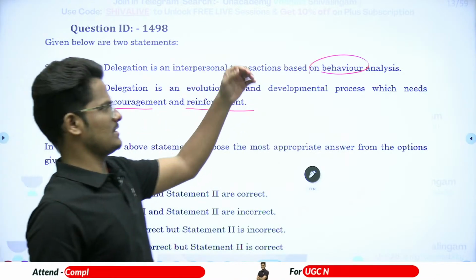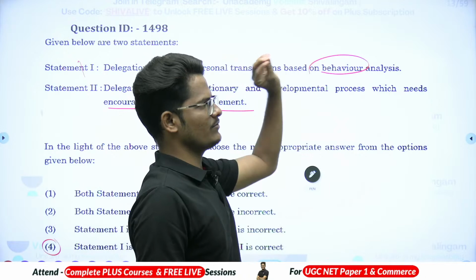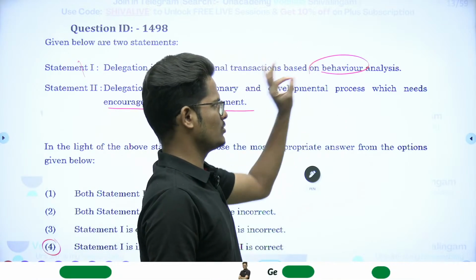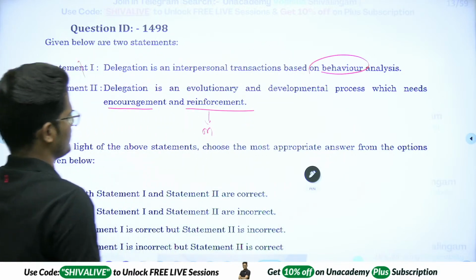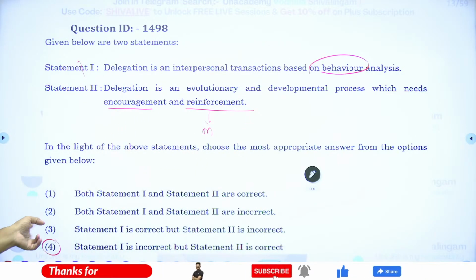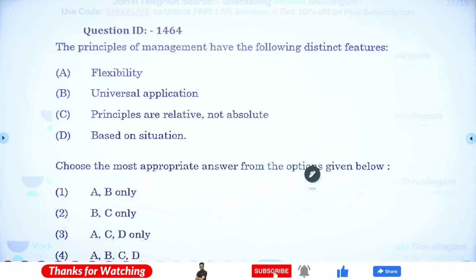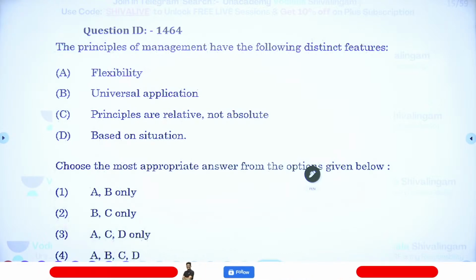It is not based on the behavior, it is purely based on the work, whether the other person is able to do the work which you are going to assign or not. If he is task oriented, then he will delegate the work. Simply transfer of the responsibility. Yes, it is not based on behavioral analysis.